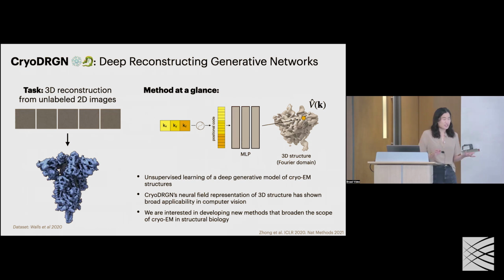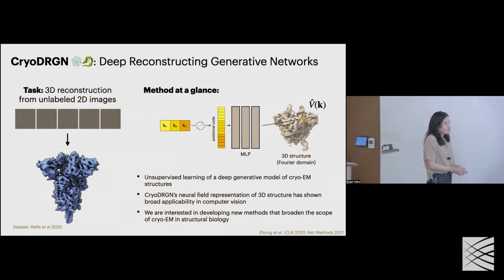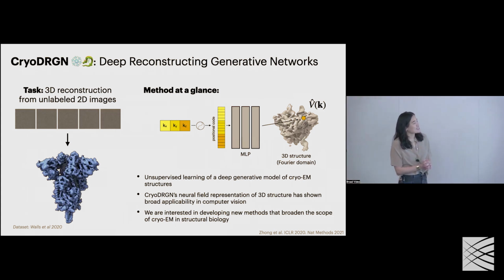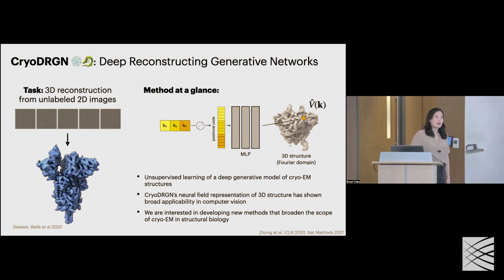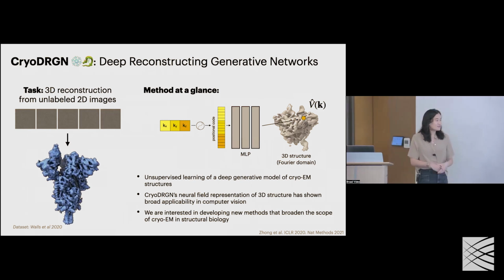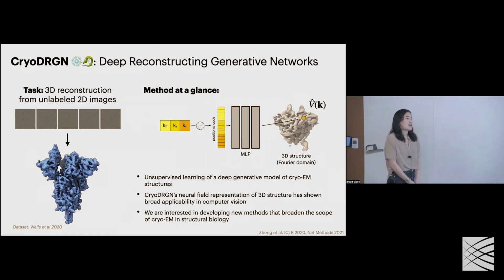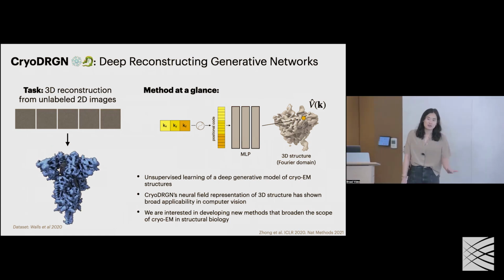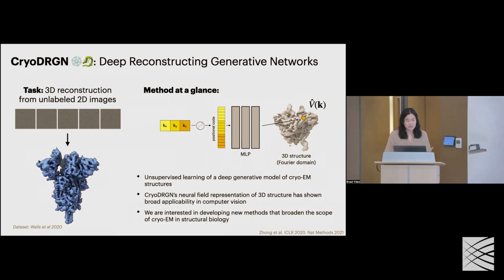Our method is called cryoDRGN, it's an acronym. It stands for Deep Reconstructing Generative Networks. And here our task is 3D reconstruction. Instead of a single homogeneous structure from our data set of unlabeled images, we want to reconstruct this low dimensional continuous distribution of structures. So Rish already gave an overview, but we frame this heterogeneous reconstruction problem as unsupervised learning of a deep generative model, where the generative model is parameterized using this neural field.